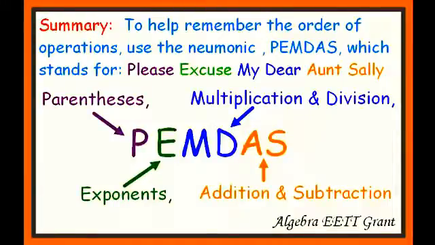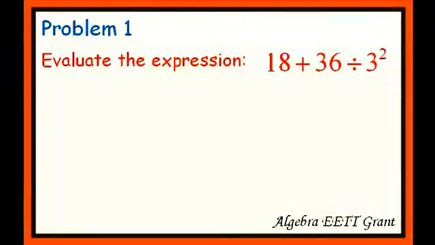Now let's look at example 1. Let's start with an easier problem just to jog our memory, just to remind us of PEMDAS. So we're going to evaluate the expression 18 plus 36 divided by 3 squared. According to PEMDAS, the first thing we would do is get rid of any grouping symbol. We'd have to do anything inside of that, but we have no parentheses on this one. So the first thing that we have to do is an exponent. The exponent we have to deal with is the squared.